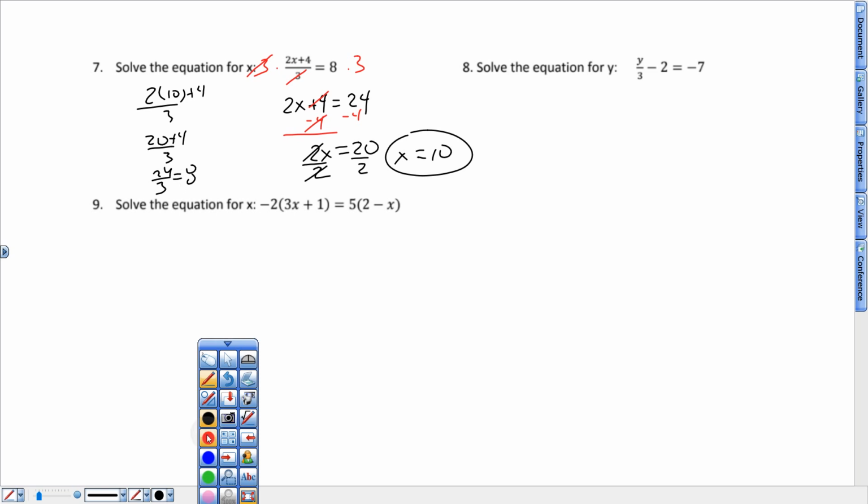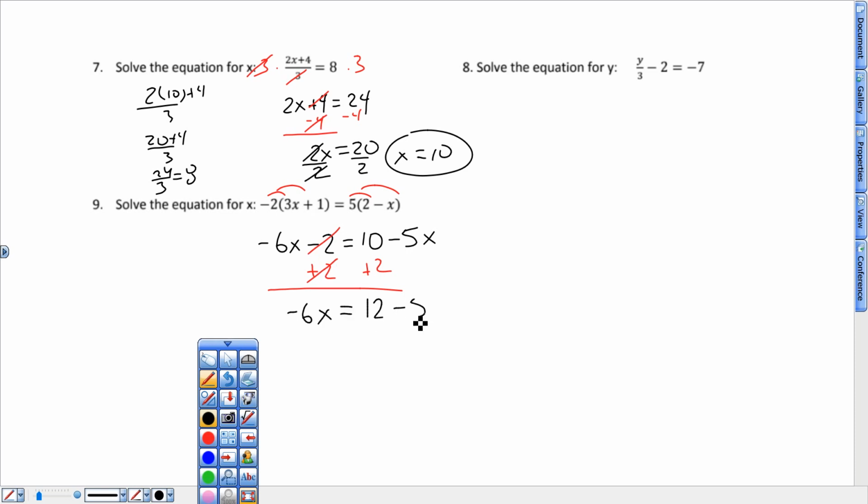All right, next one, distribute. That gives me negative 6x minus 2 equals 10 minus 5x, and then it's a variables on both sides equation. Start by adding 2, negative 3x, adding 2. We'll make these go away. Bring that negative 6x down, bring that 12 down, bring that negative 5x down. Stay on that side and add that 5x to both sides.